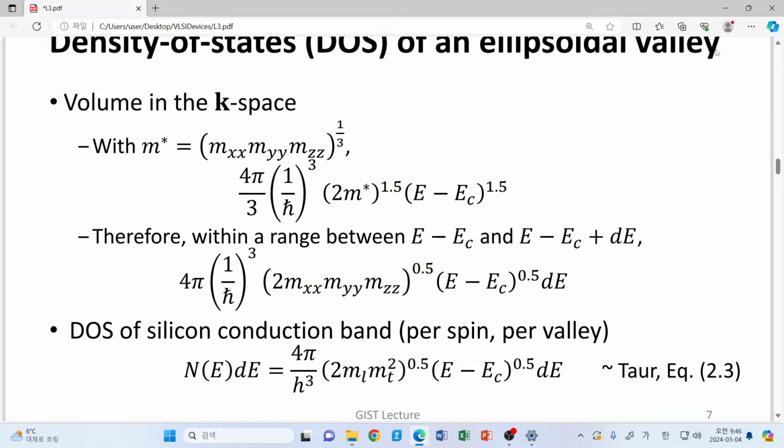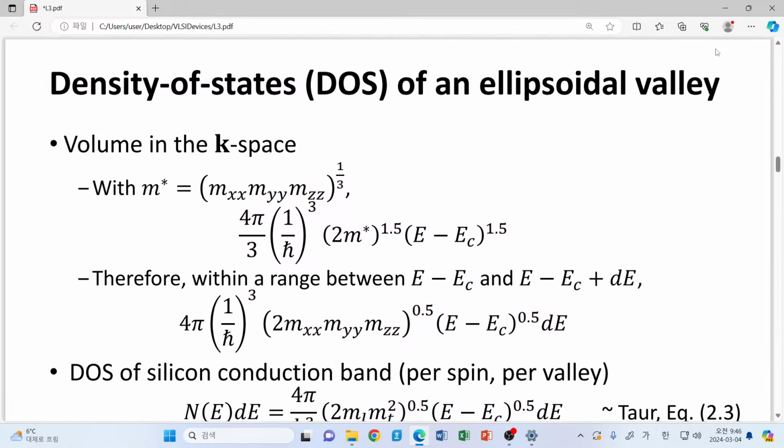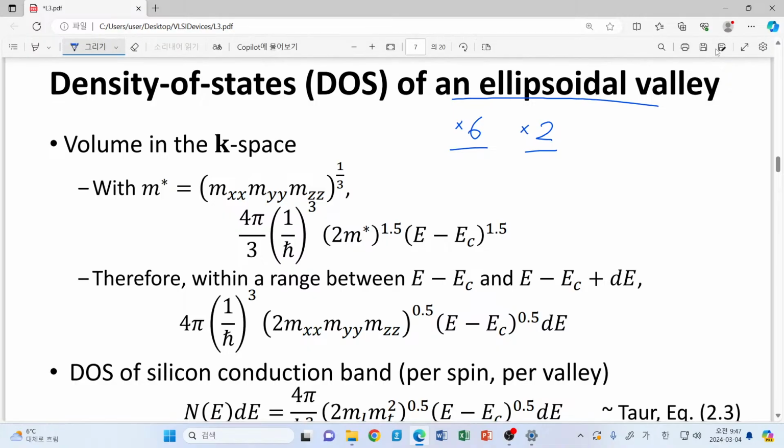Okay, so now I hope that all of you understand the concept of density of states, but why don't we just apply our understanding on the ellipsoidal valley? It is because this is the most important one to all of us. Once we can understand this one, then just by multiplying number 6 and multiplying number 2, we can eventually calculate the density inside our conduction band.